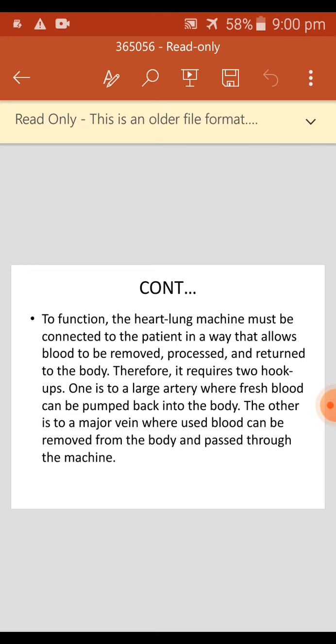First one, arterial cannulation, are used to return the oxygenated blood to the systemic circulation of the patient. The aorta ascendens is the most frequently used site. The type and size of the selected cannulae depends on both the required blood flow and the anatomic condition.